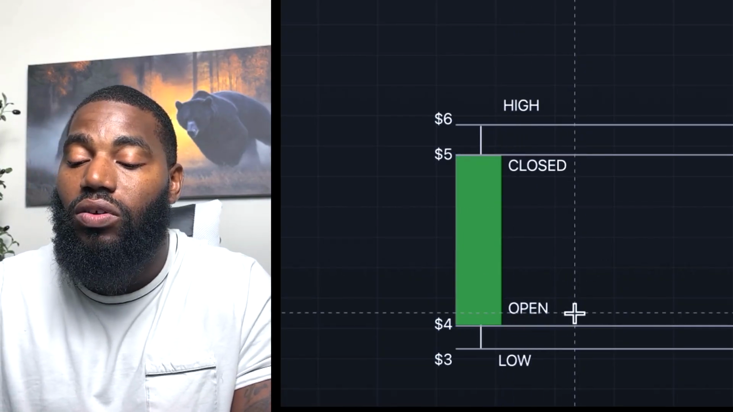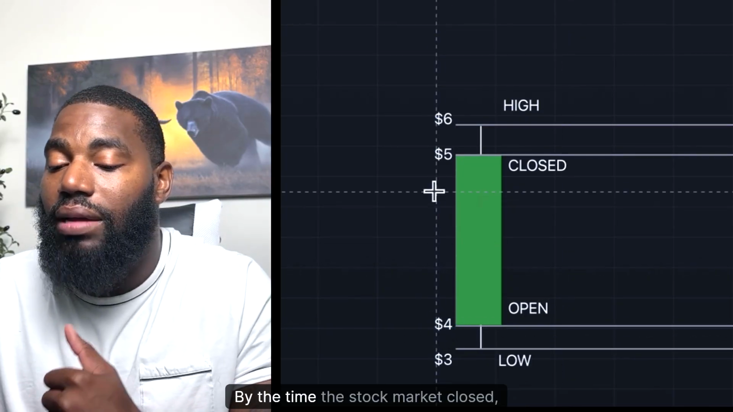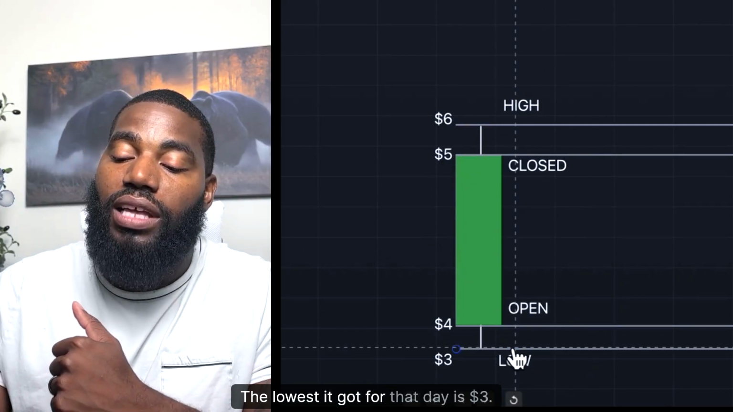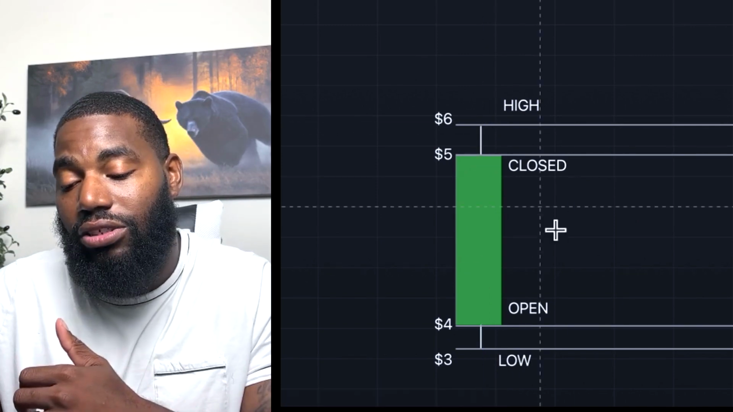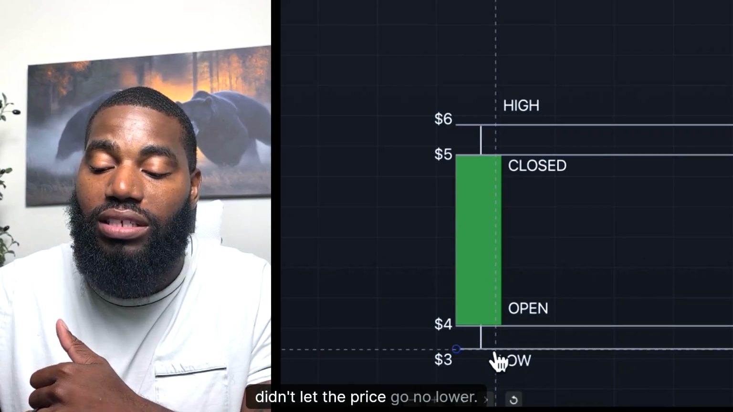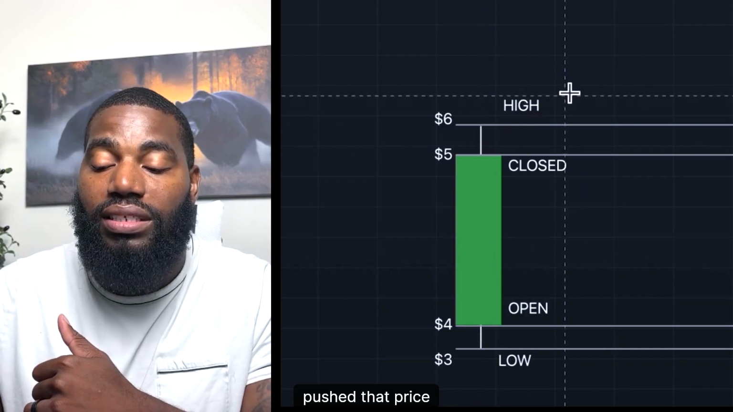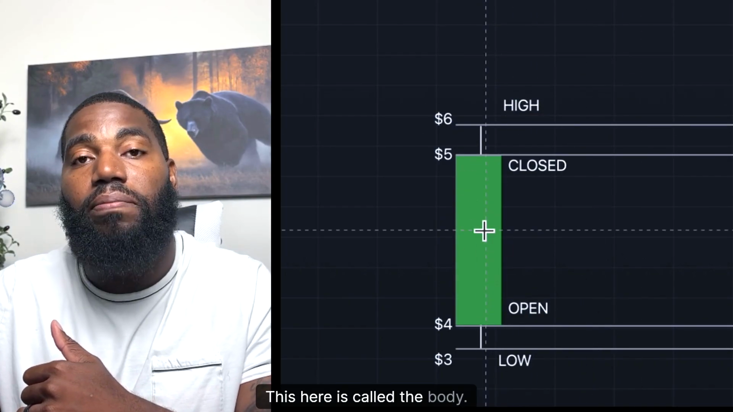So when the stock opened up this morning, it was $4. By the time the stock market closed, it was at $5. The lowest it got for that day is $3. The highest it got for the day is $6. This here is where the buyer stepped in and didn't let the price go no lower. This here is where the seller stepped in and pushed that price down. So this is called the wick. This here is called the body.